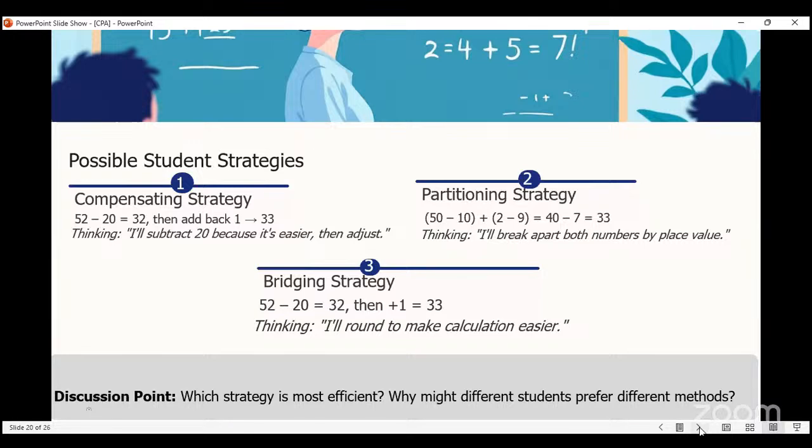So which strategy is most efficient? And why might students prefer different methods? Can we answer this question in the chat box, please? Which strategy do you prefer most between the compensating strategy, bridging strategy, and partitioning strategy? Which one would you prefer most? And why do you think students will prefer different methods?